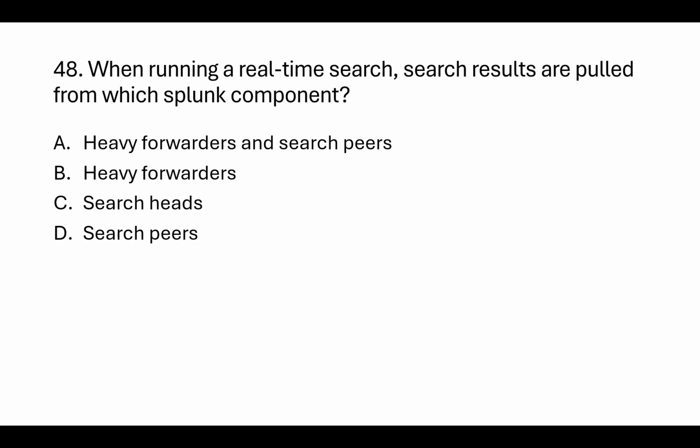Question number 48. When running a real-time search, results are pulled from which Splunk component? Option A, heavy forwarders and search peers. B, heavy forwarders. C, search heads. D, search peers. And the answer is option D, search peers.